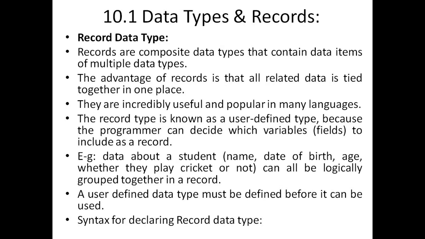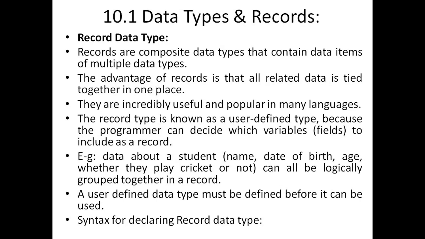A record can be created so that you can store values of multiple data types in a single memory space. They are incredibly useful and popular in many languages. The record type is also known as user defined types because the programmer can decide which variables or fields to include in a record and what data type would be associated with which field.